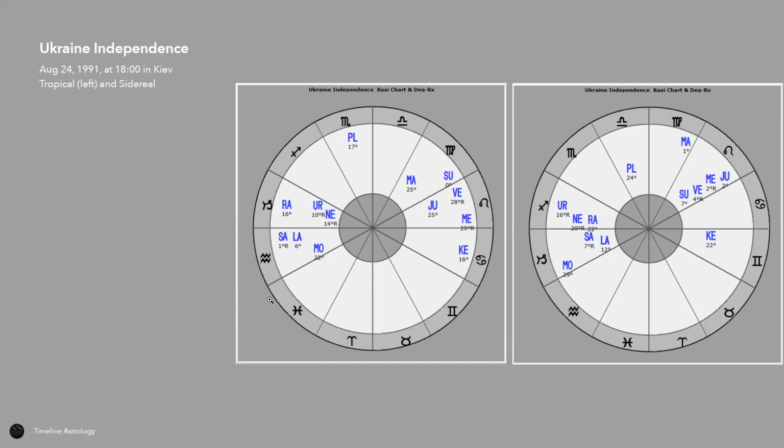Well, this is a chart for August 24th, 1991 at 6 p.m. in Kiev. On the left, you have the tropical. On the right, you have the sidereal. I'll show you the tropical first.